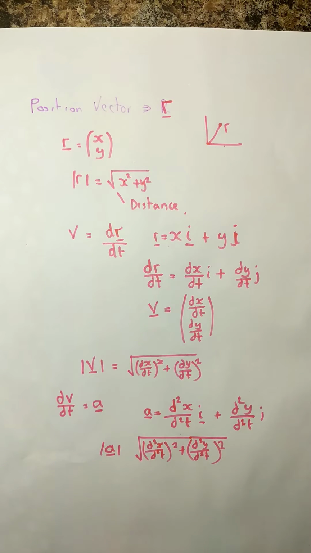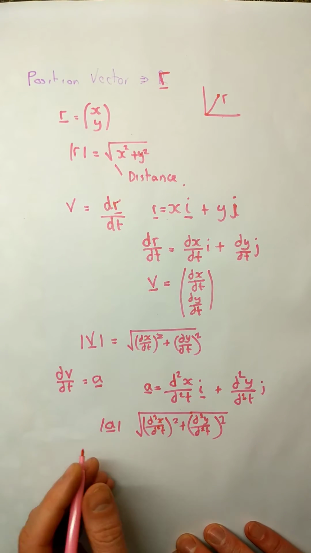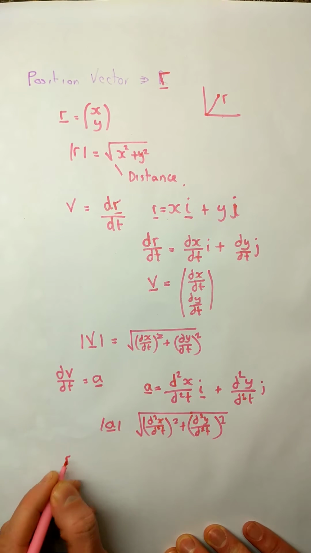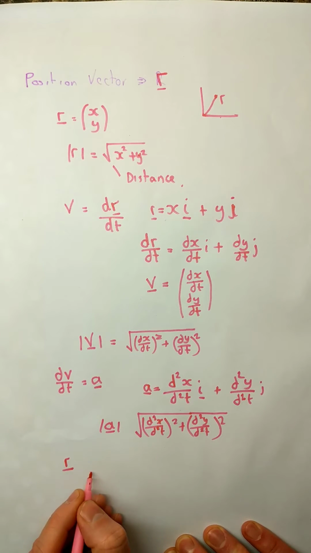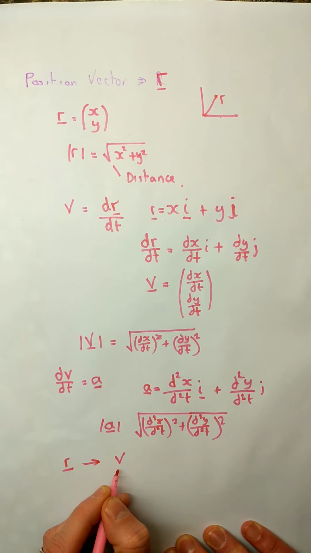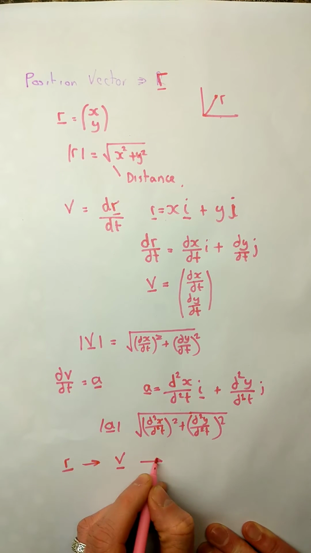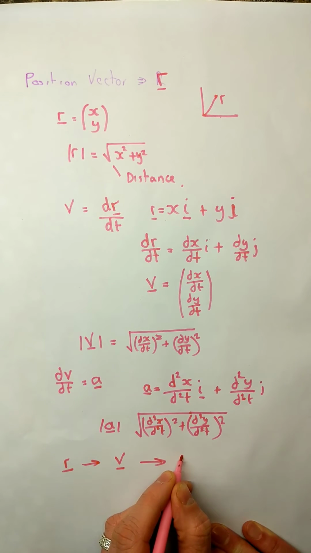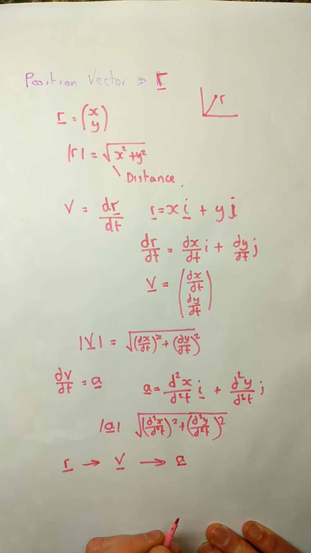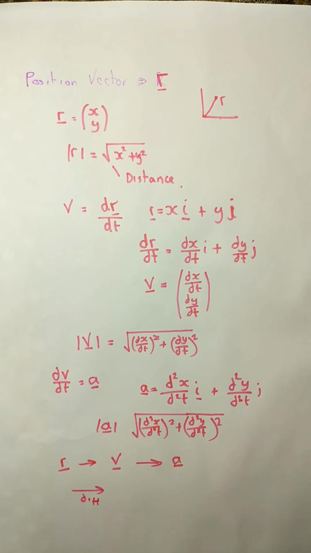Now this basically gives us a general rule that we can look at. If we've got the position and we want to change to velocity, then we differentiate, and if we differentiate again, we get the acceleration. Going this way, we're differentiating, and going the opposite way, we're going to have to integrate, and we'll talk a little bit more about that in the next one.